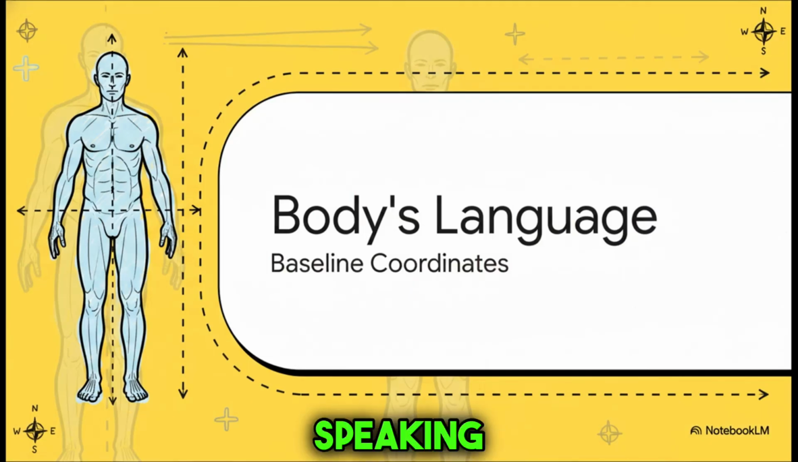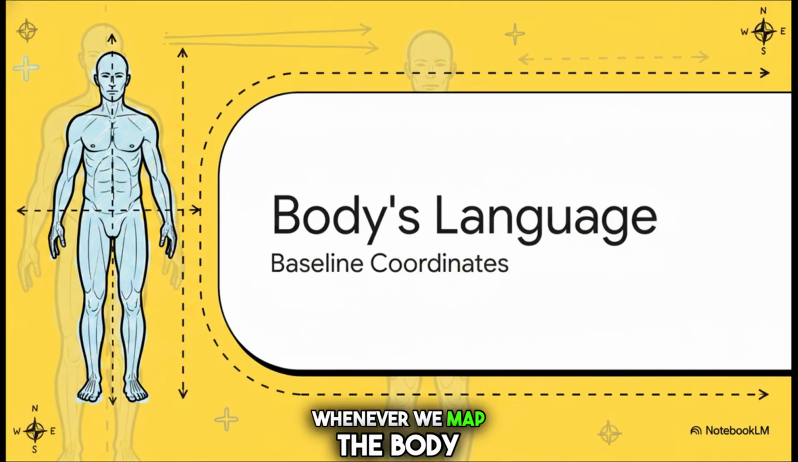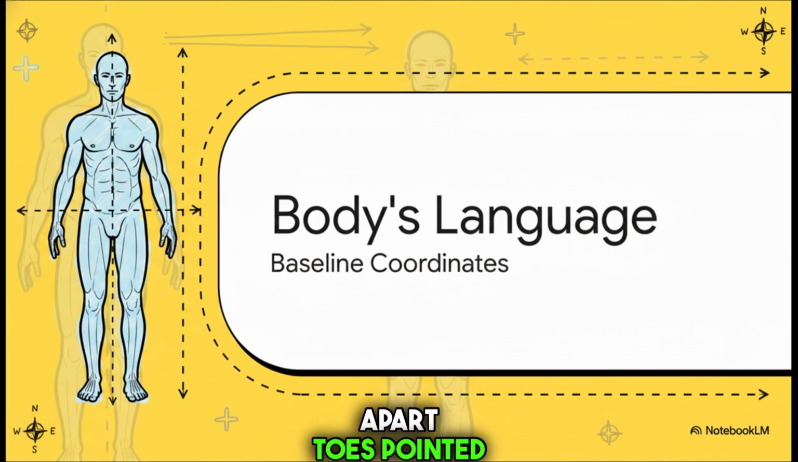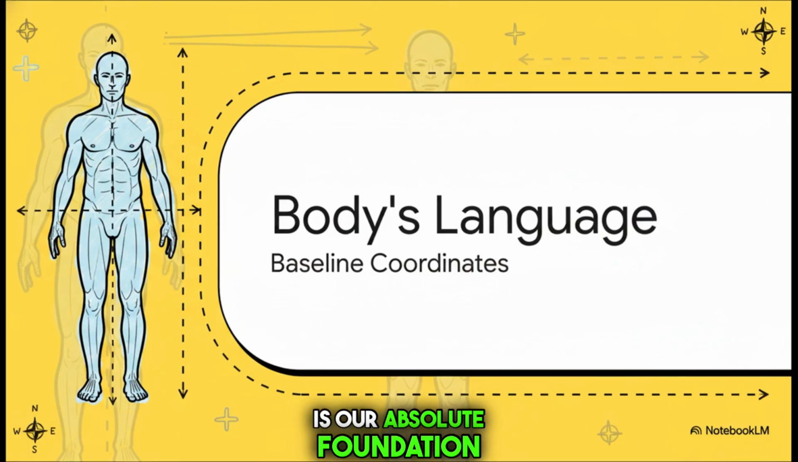Section 1. Speaking the body's language and establishing baseline coordinates. Whenever we map the body, we always start in the standard anatomical position. That means standing upright, feet shoulder-width apart, toes pointed forward, arms down, and palms facing forward. This specific stance is our absolute foundation, ensuring any talk of movement or injury is universally understood.